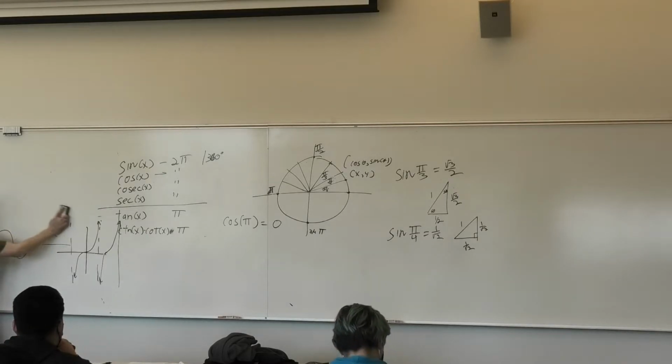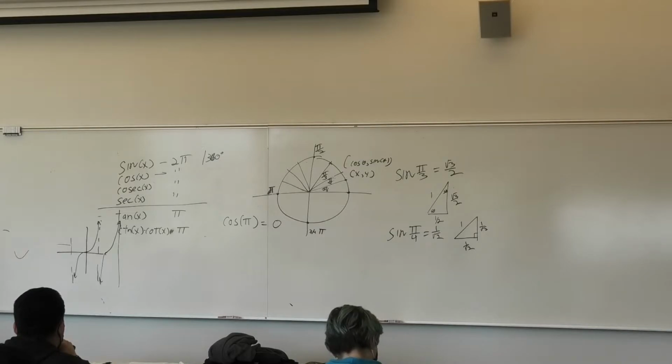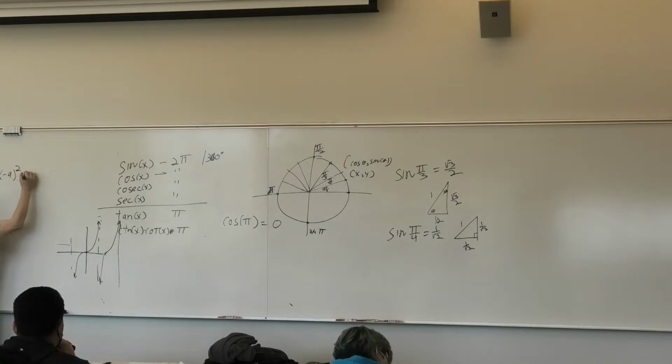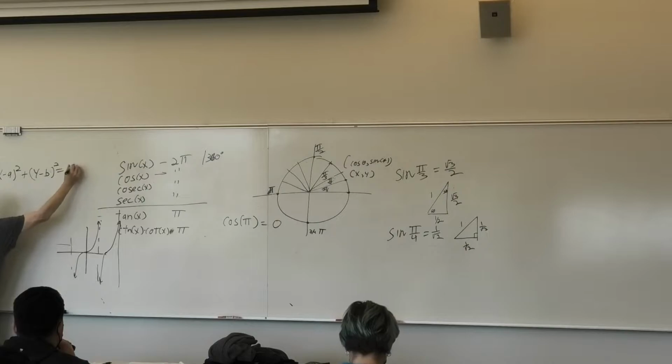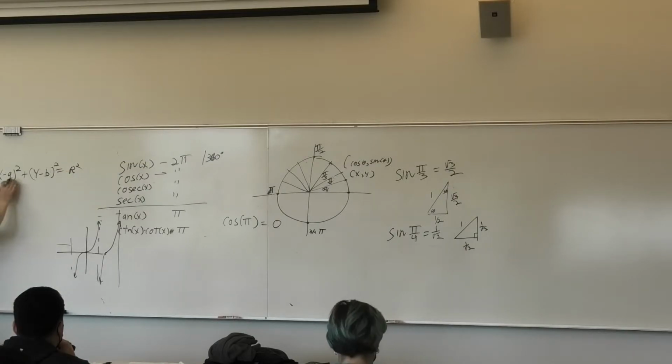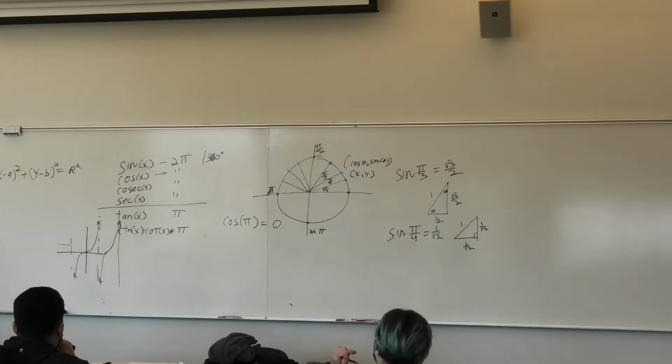I'm just going to digress for a second. The most common conic sections are a circle, which you should know is (x minus a) squared plus (y minus b) squared equals r squared. That's a circle with center (a, b) and radius r.